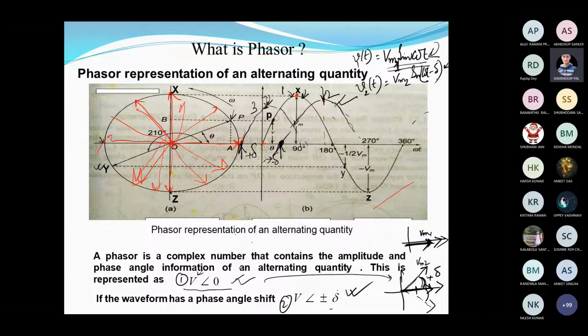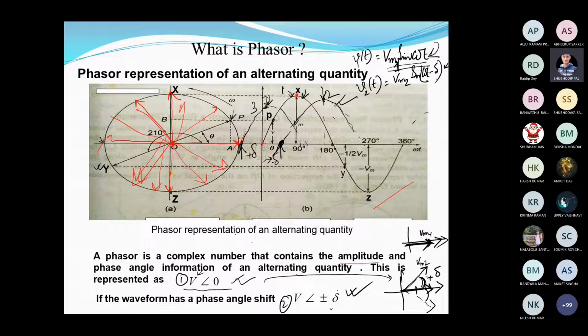So a phasor is a complex. So this quantity which is actually rotating is a representation of the sinusoidal waveform, and that is also known as phasor representation. A phasor is a complex number that contains the amplitude and the phase angle information of an alternating quantity. Amplitude you have understood.